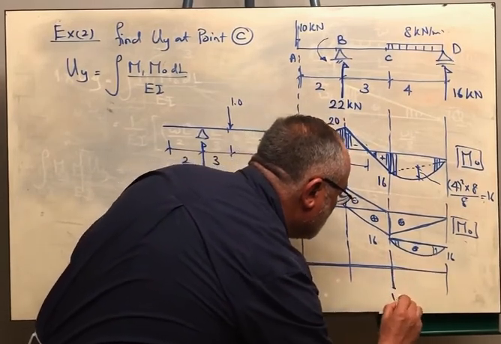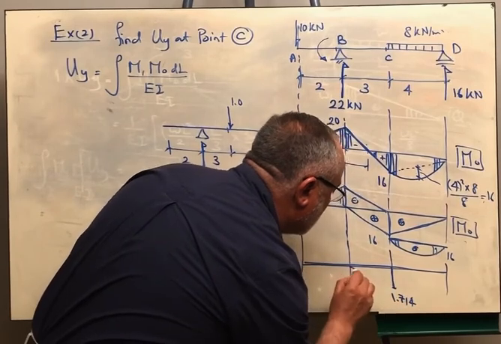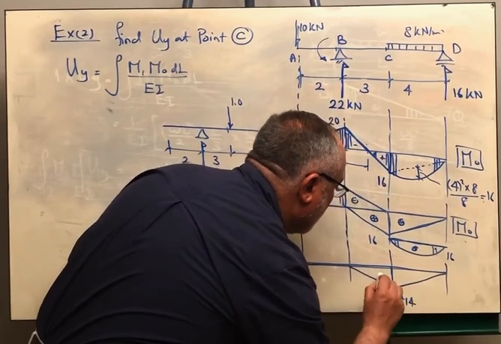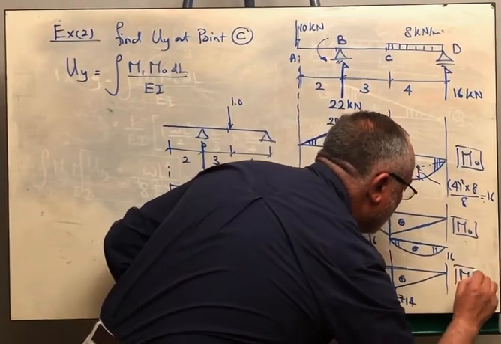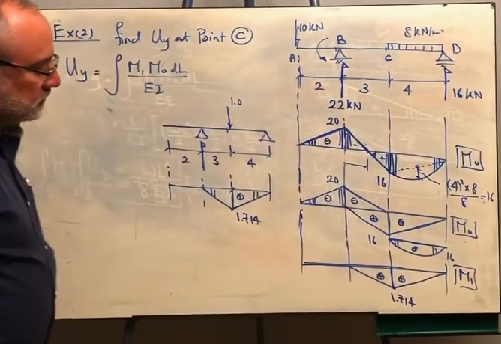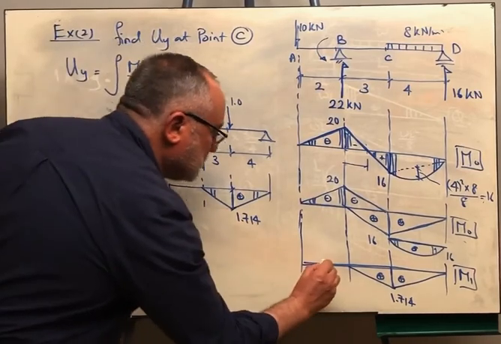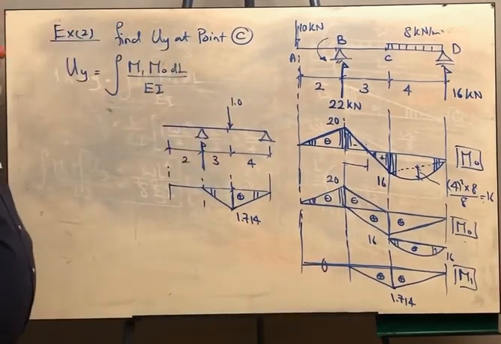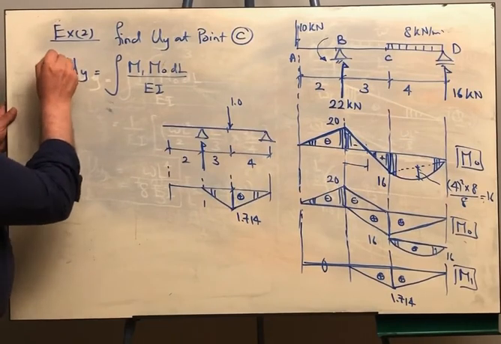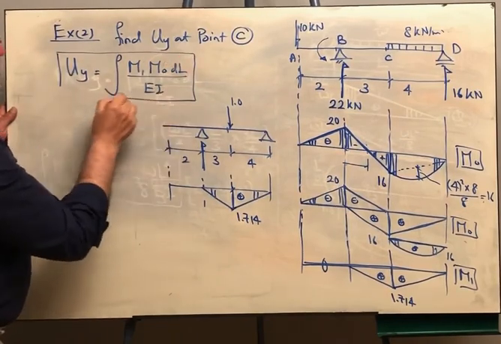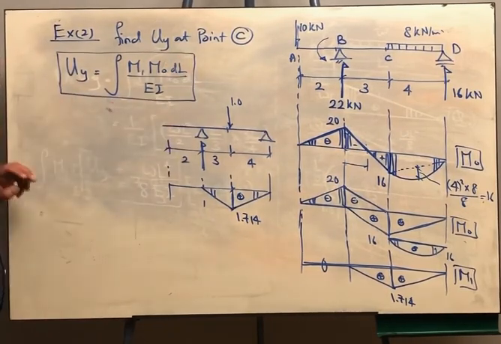Okay, this magnitude here is 1.714, and this is positive, and this is positive. This is the M1 diagram. This part is 0. What am I going to do in order to get the deflection at point C? We have to integrate M1 and M naught.